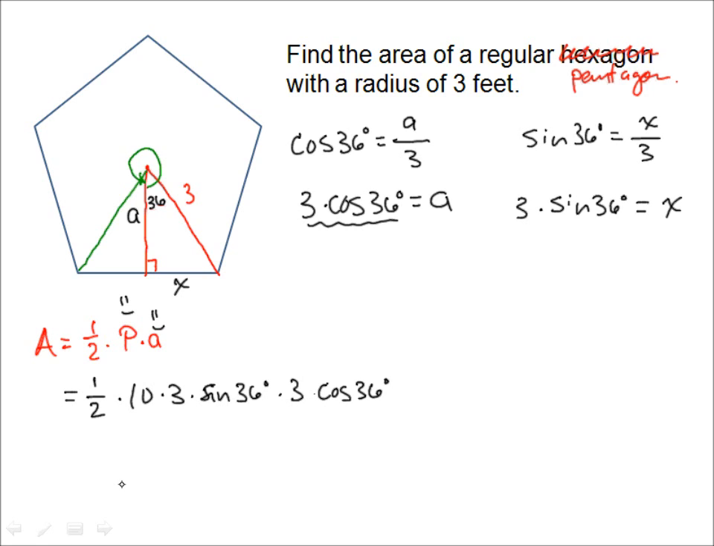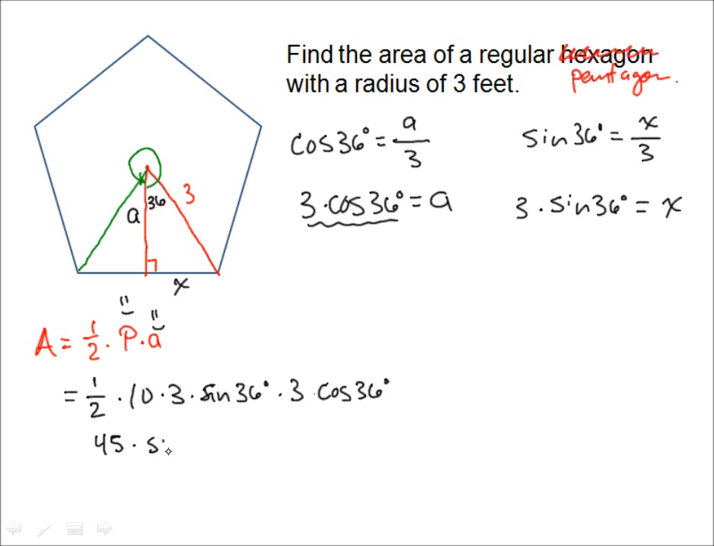And 5 times 3 is 15. And then I'm going to multiply that 15 times another 3. So I have 15 times 3, I've got 45.